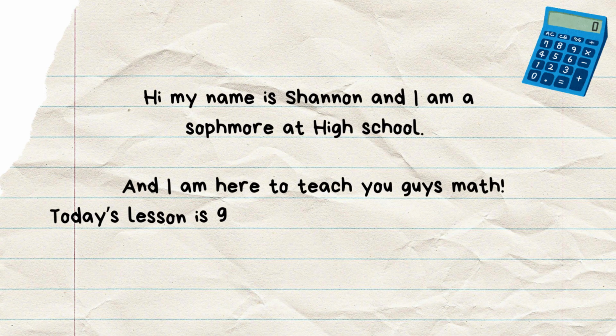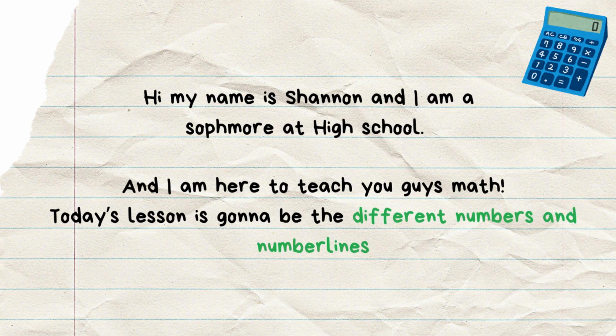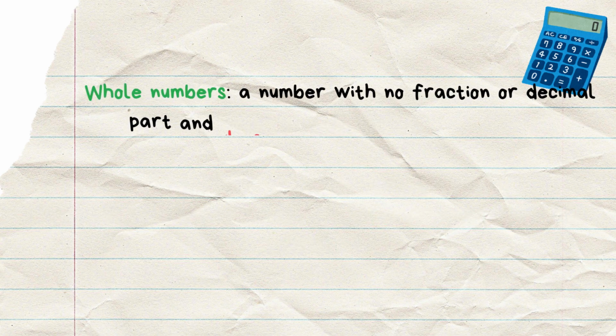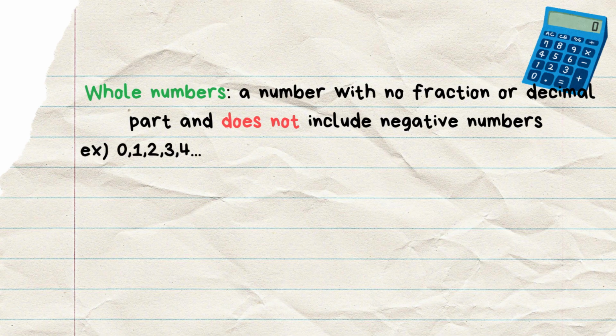I am here to teach you guys math. Today's lesson is going to be the different numbers and number lines. A whole number is a number with no fraction or decimal part and does not include negative numbers. So for example, it's going to be considered as 0, 1, 2, 3, 4, etc.